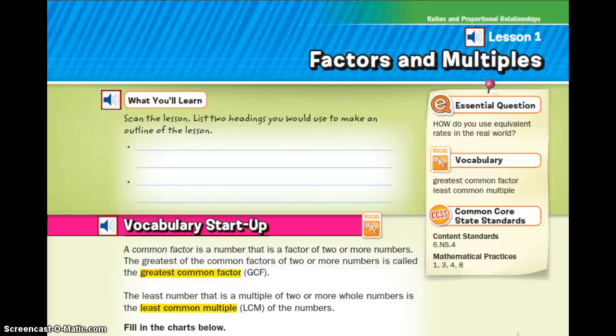Hi, we're on Chapter 1, Lesson 1, Factors and Multiples. Please turn to page 7.